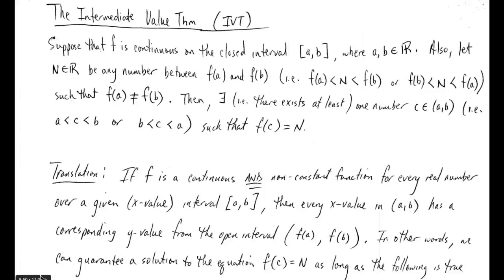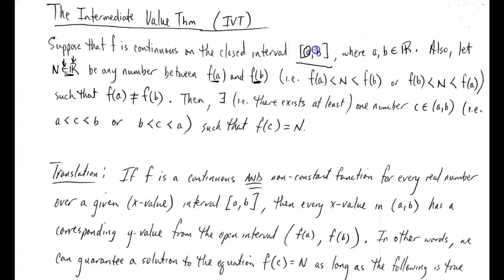Suppose that f is continuous on some closed interval a, b, where a and b are real numbers. We are assuming that for this closed interval, we're talking about x values. Also, let n be some real number, so let n belong to the real number set, be any number between f of a and f of b.